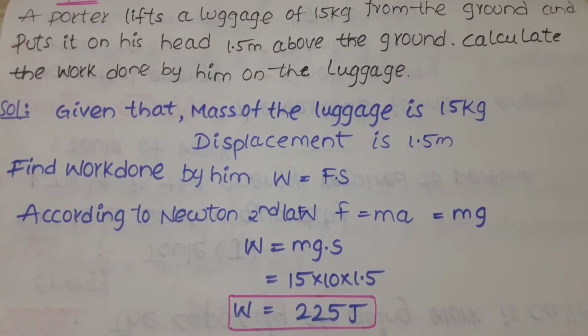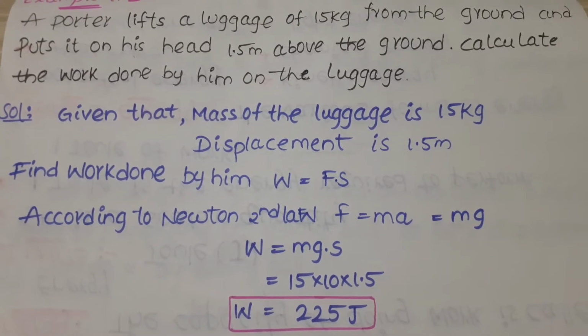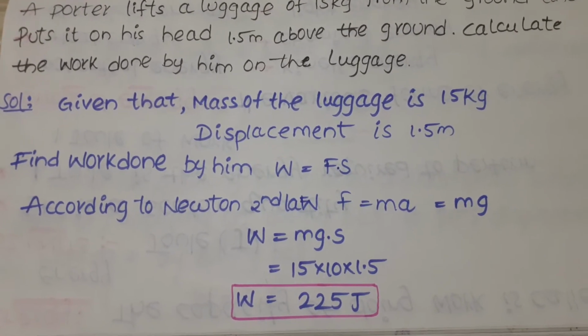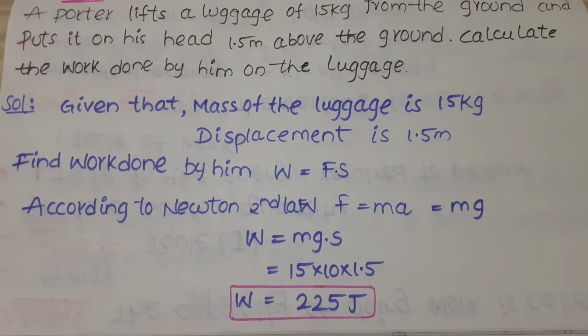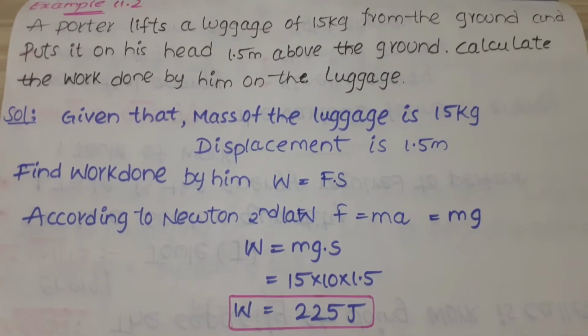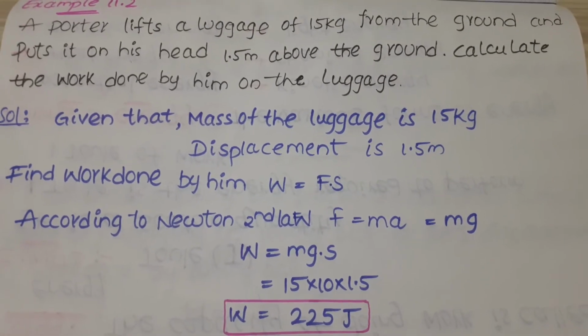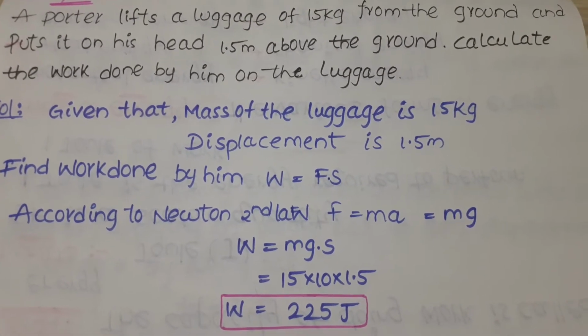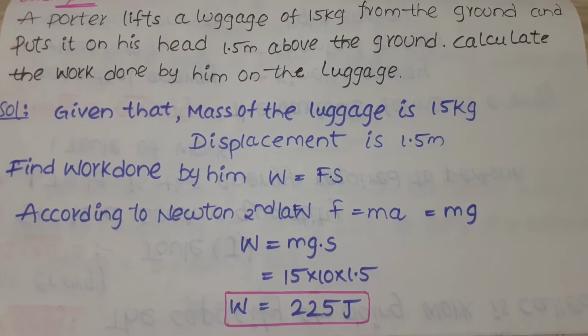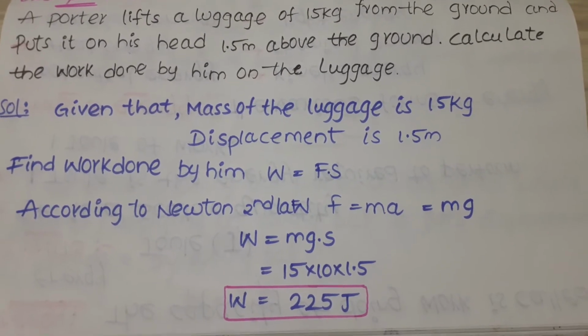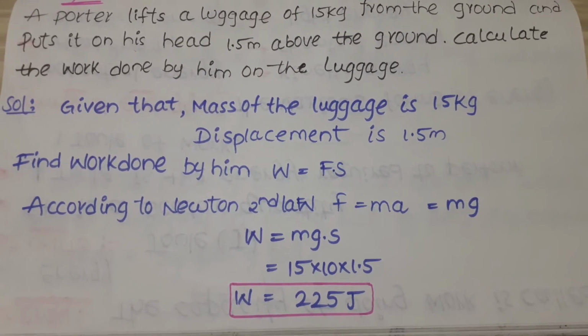So work done W equal to F dot S. F means force, S means displacement. But in the question, force is not given. But mass of the luggage, 15 kg, is given. So using the mass, we have to calculate the work done.